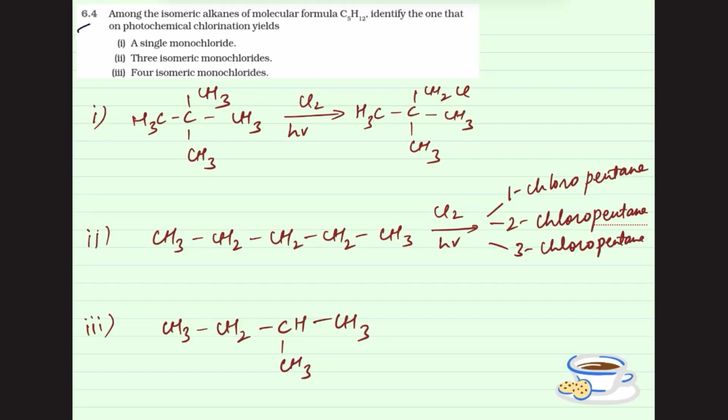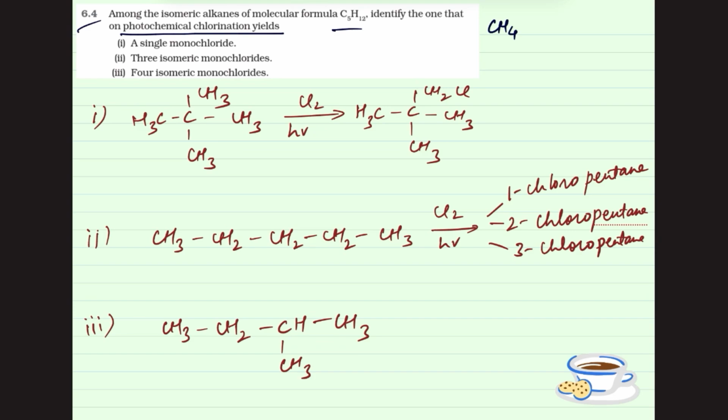In-text question 6.4. Among the isomeric alkanes of molecular formula C5H12, identify the one that on photochemical chlorination yields: first one, a single monochloride; second one, 3 isomeric monochlorides; and third one, 4 isomeric monochlorides. First of all, what is photochemical chlorination?